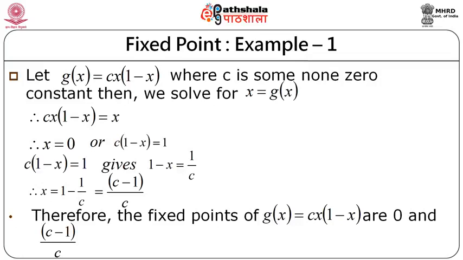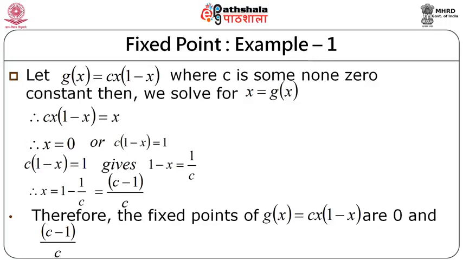Let us take some examples to understand the fixed point. Take a very simple function, f(x) equal to x square. To find the fixed point, we get x square equal to x, and taking all the terms on one side, x square minus x is 0. So, x into (x minus 1) is 0. So, x is 0 or x is 1. So, the function f(x) equal to x square has two fixed points, namely 0 and 1.